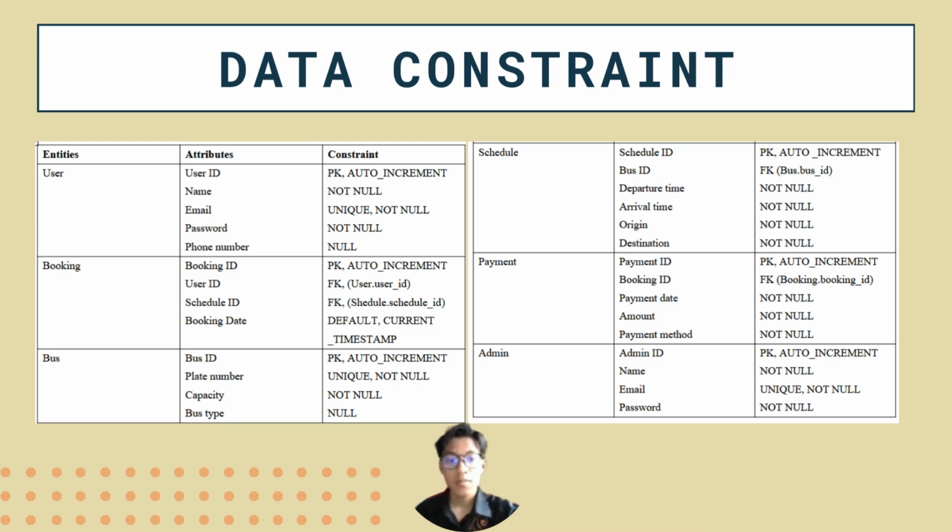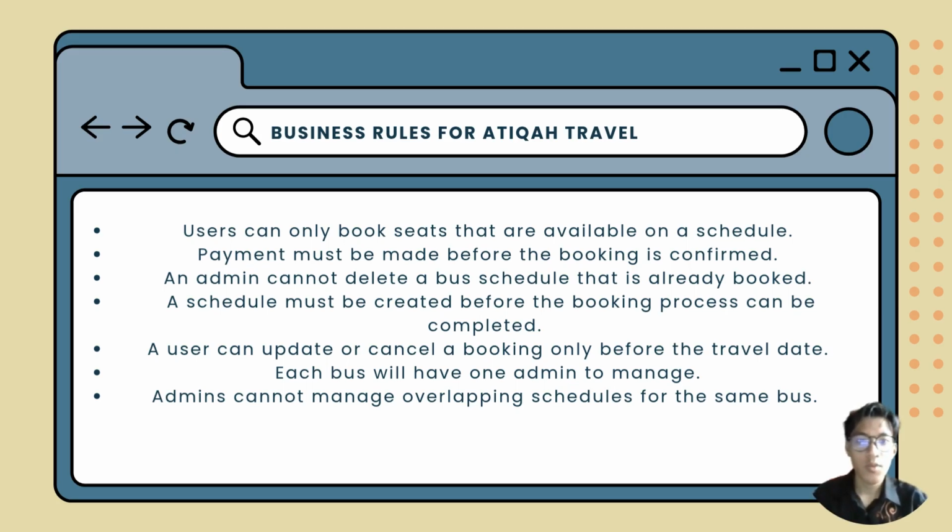Next is not null. Not null means that a column must have a value and it cannot be empty. Next is null. Null means the value is unknown or missing. And lastly is unique, which ensures that all values in the column are different from each other. Now let's see the business rules for Atika Travel.